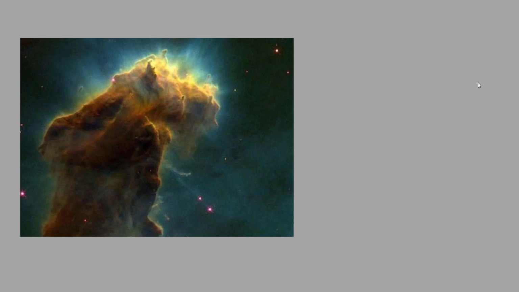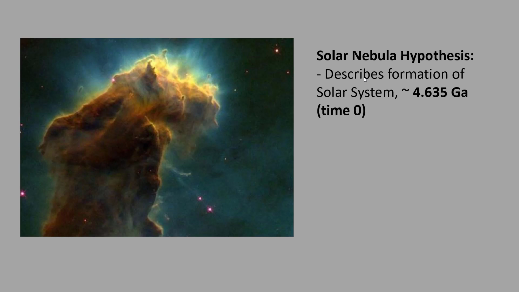This lecture is going to focus on a concept called the solar nebula hypothesis. The word solar means sun. The solar nebula hypothesis refers to the formation of our own solar system, the system of planets that revolve around our sun. And this happened about 4.635 billion years ago, which I'm going to refer to as time zero.